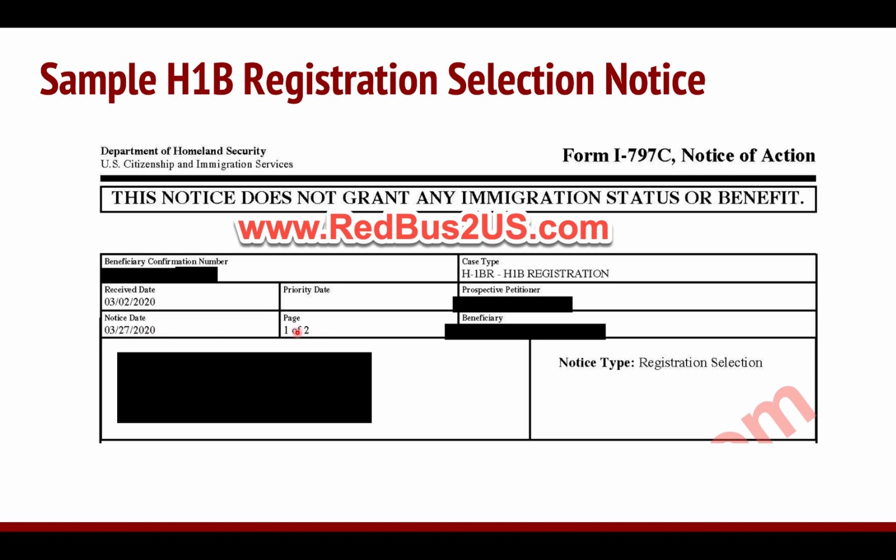And this is basically the number of pages in the notice of action. So this is page 1 of 2, and beneficiary is the actual person who was selected in the registration lottery. In this box you will see the company name. Of course, we have hidden it for privacy reasons. You can also see the notice type as registration selection. So this is the top part of the I-797C registration selection notice.